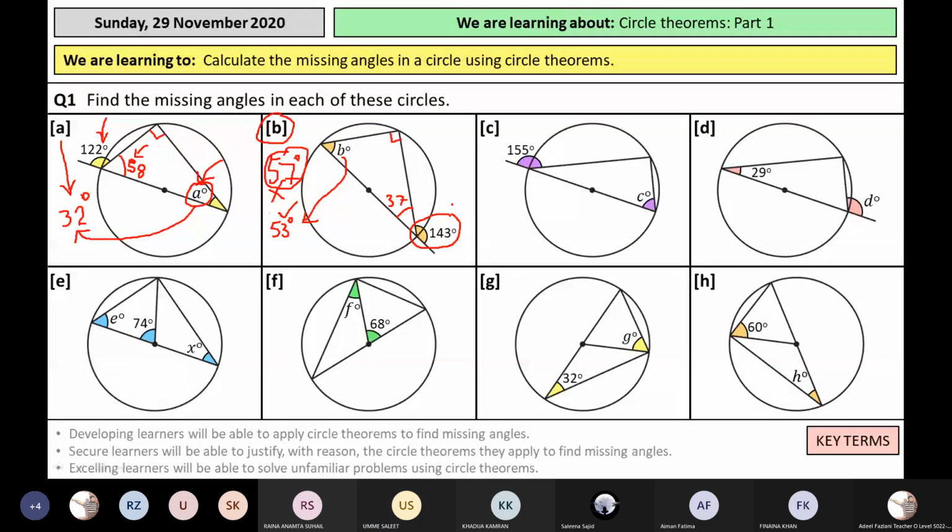All right. Okay, now you tell me how to do the E part. Tell me how to do the E part. Yes, class. Sir, we will subtract 74 from 180 and then we divide the answer by 2 to get E.